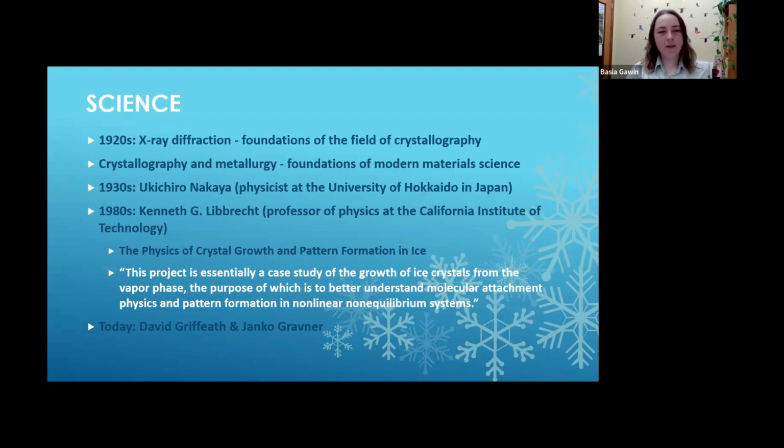As we get closer to modern day, people started using X-ray diffraction to study snowflakes. That led to crystallography and to more kind of hard sciences.